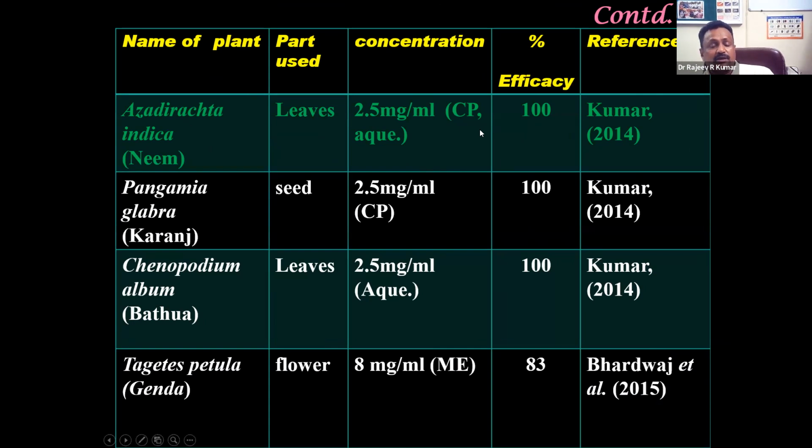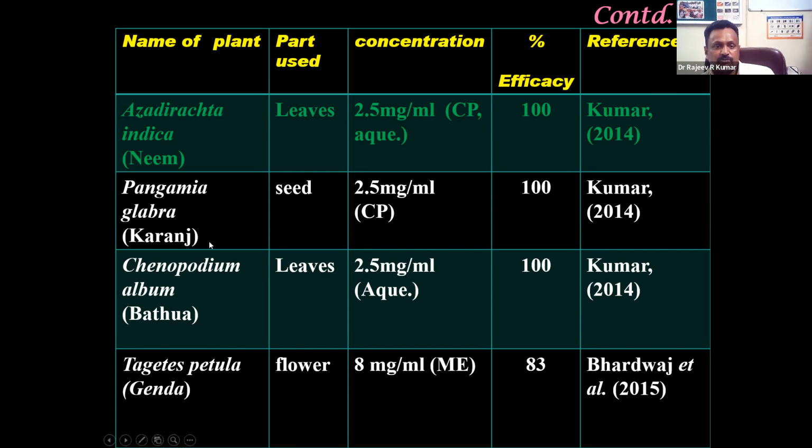Simply, we collect the leaves of neem, shade dry them, and then make a powder and feed the animals at 2.5 mg per ml. It showed 100% efficacy. Similarly, Pongamia glabra, karanj. It is the first time I have used this plant against the Haemonchus contortus parasite. It also showed 100% efficacy against Haemonchus contortus in in vitro trials.